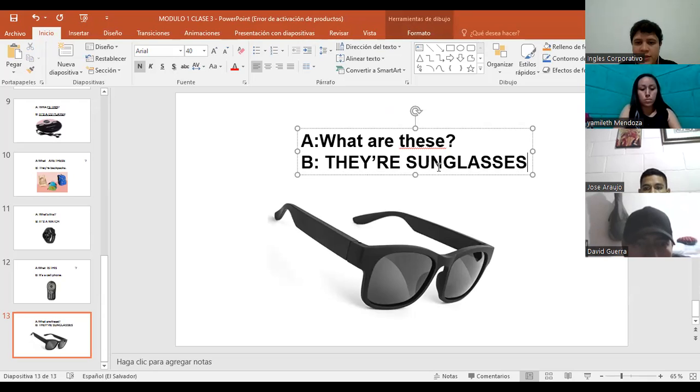They are sunglasses. ¿Por qué? Sunglasses es plural, right? Incluso solo es uno aquí, son como dos cosas, right? Siempre, sunglasses va a ser siempre plural, okay? There are sunglasses. So perfect, guys.